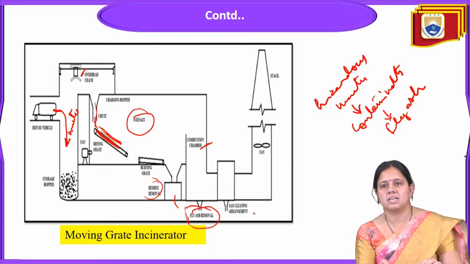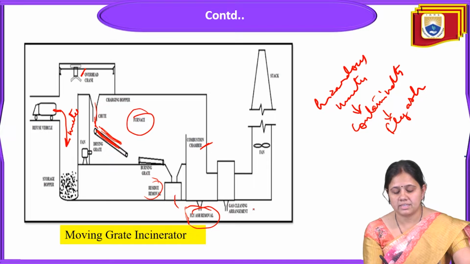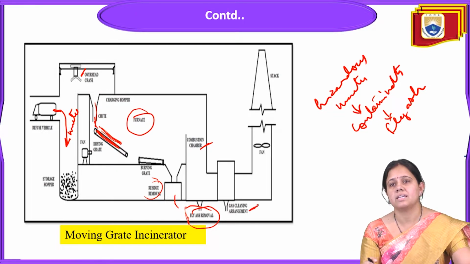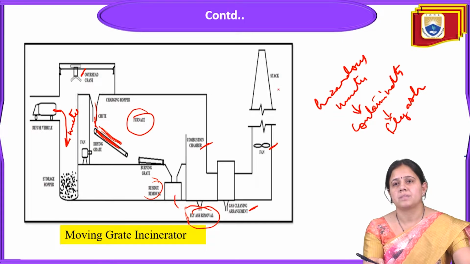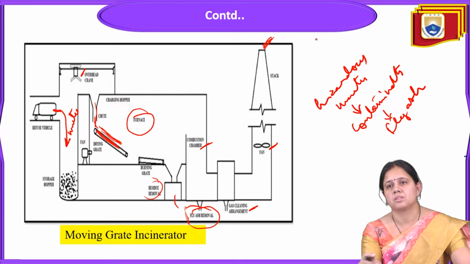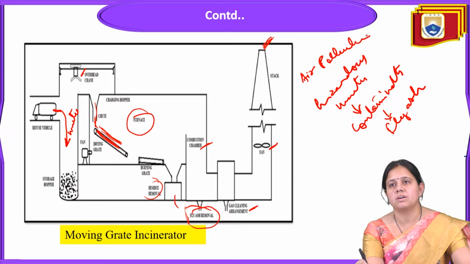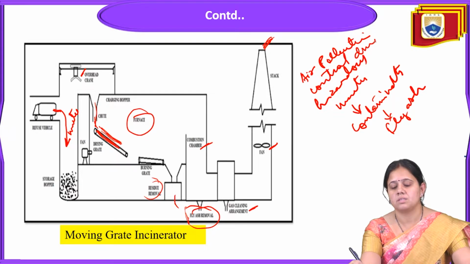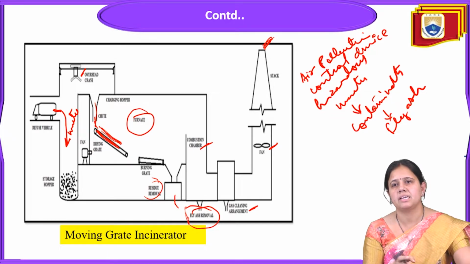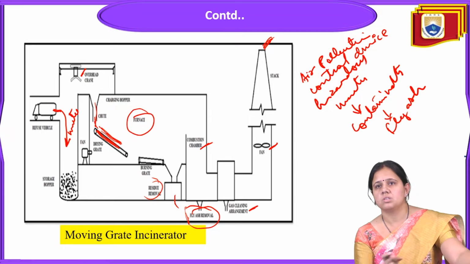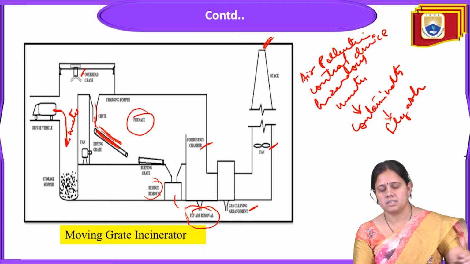Next is the gas cleaning arrangement. In this you can see one fan has been adopted, with the stack also there. Air pollution control devices have been installed at the stack. With these devices the air is cleaned, and the clean air can enter the atmosphere. So this is the actual picture of this moving grate incinerator.